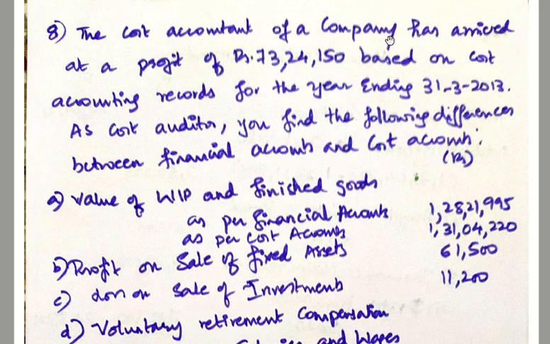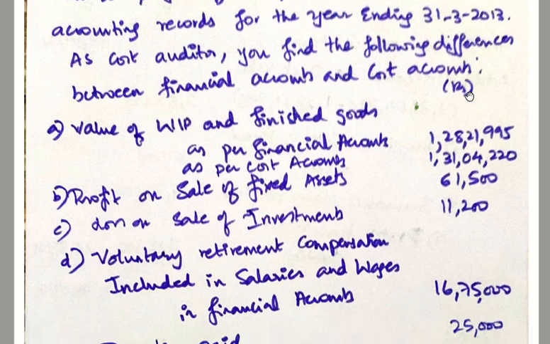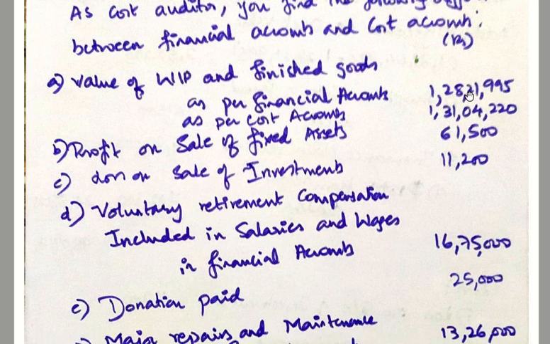The cost accountant of a company has arrived at a profit of 73,24,150 based on cost accounting records for the year ending 31st March 2013. And as cost auditor, you find the following differences between the financial accounts and the cost accounts. So value of work in progress and finished good as per financial accounts and cost account is given. So if you see, the cost account is more than your financial account, so basically it is overvalued, so you will add it. So we will go as per the format itself because we are starting with cost accounts.